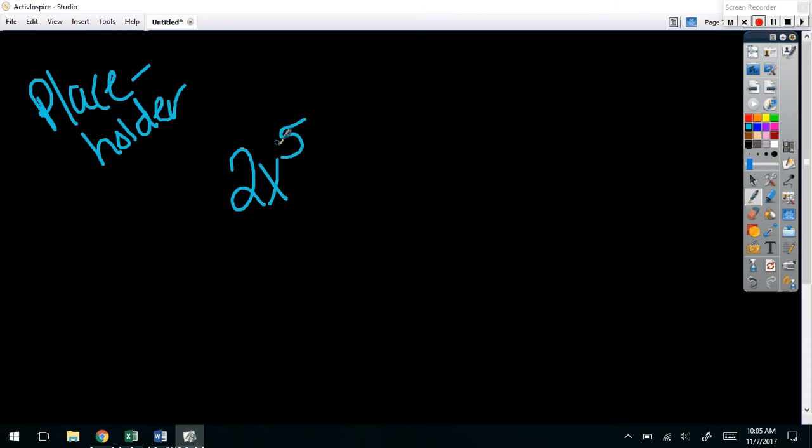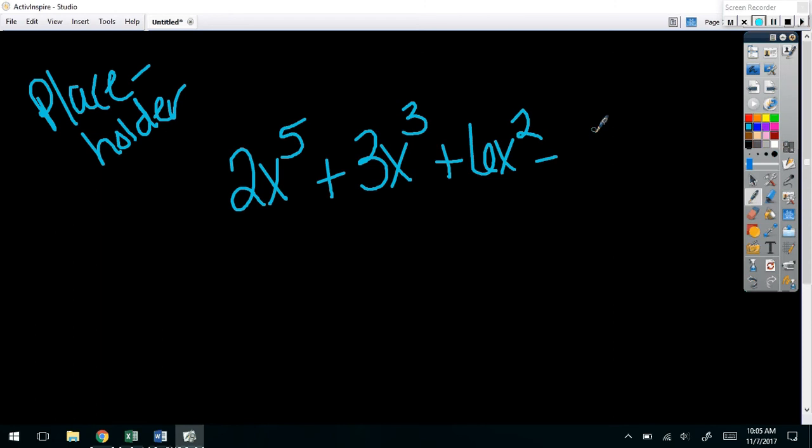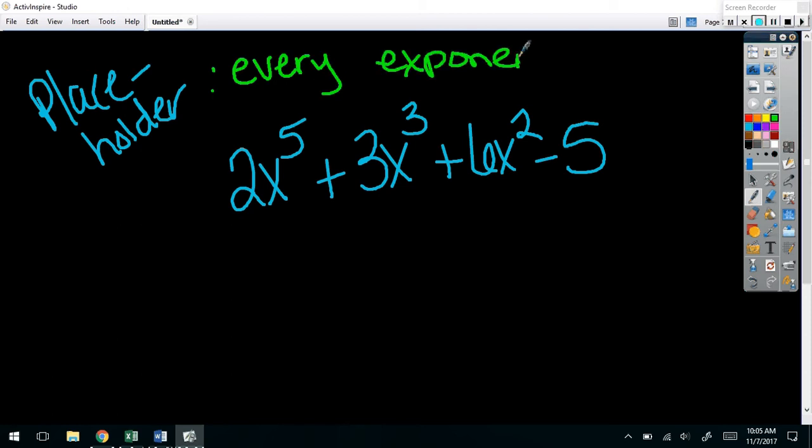So if I have something like this, I want to make sure that every exponent is there. I need every exponent. What I mean by that is start with the biggest, and from the biggest, I need to make sure I have every one below that. So if I have 5, I need to make sure that I have an exponent of 4, 3, 2, 1, and a constant. So when you look at this, what's missing?